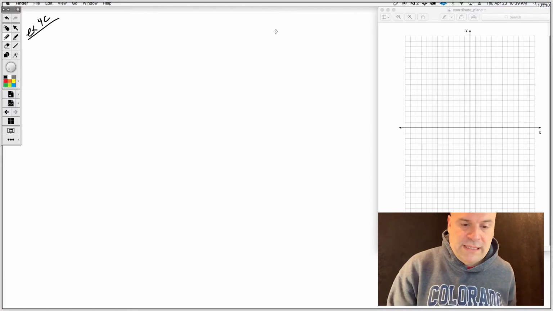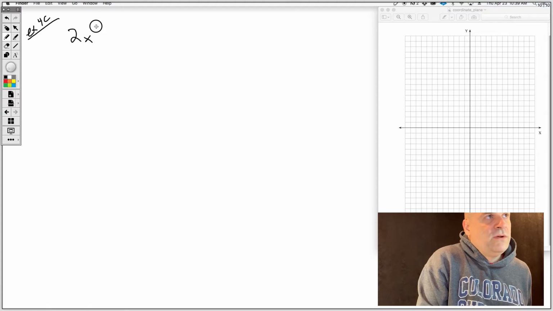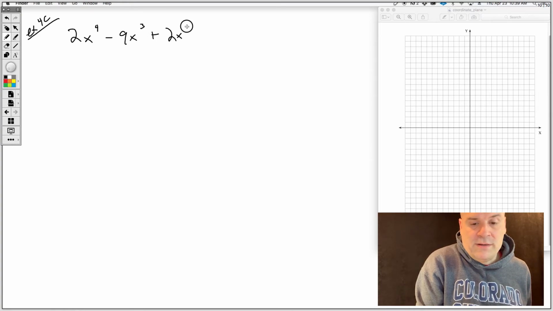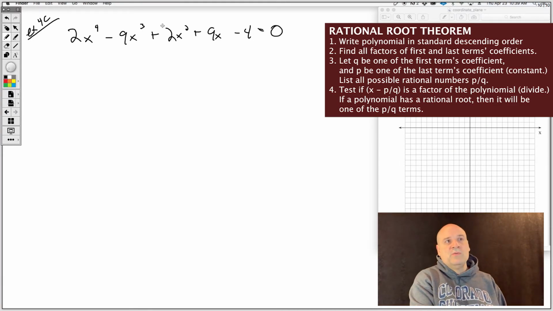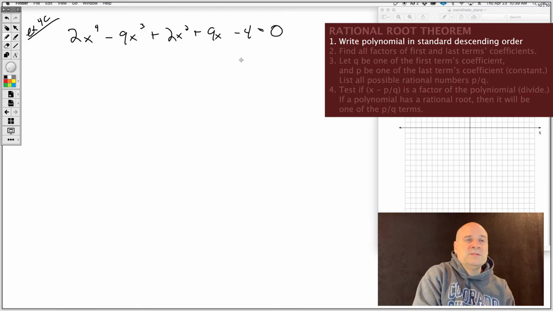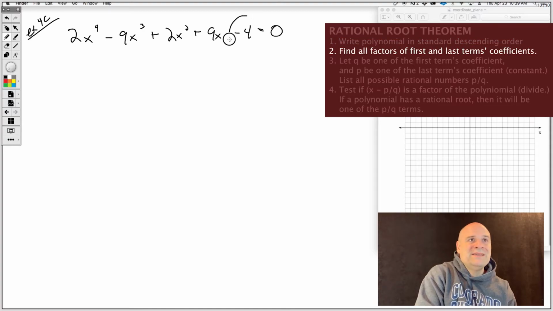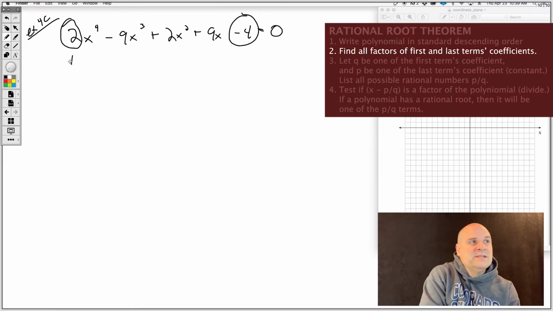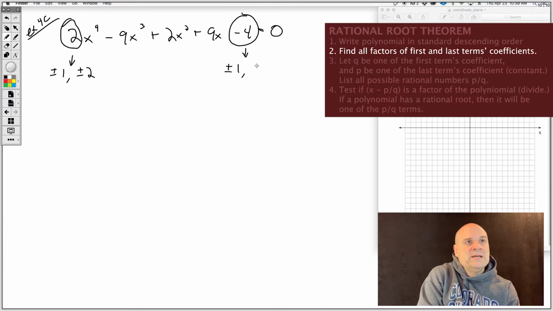All right, so here's what 4c says. 2x to the fourth minus 9x cubed plus 2x squared plus 9x minus 4 equals 0. All right, 4, 3, 2, 1, 0. So that we don't have to fill anything in with zeros or anything like that. Now step 1 is we're gonna determine all the factors of this guy and this guy, okay? So there are two different factors here. So this is 1 and 2, positive or negative 1 and positive or negative 2. The factors of negative 4 are positive and negative 1, positive negative 2, and positive or negative 4, okay?